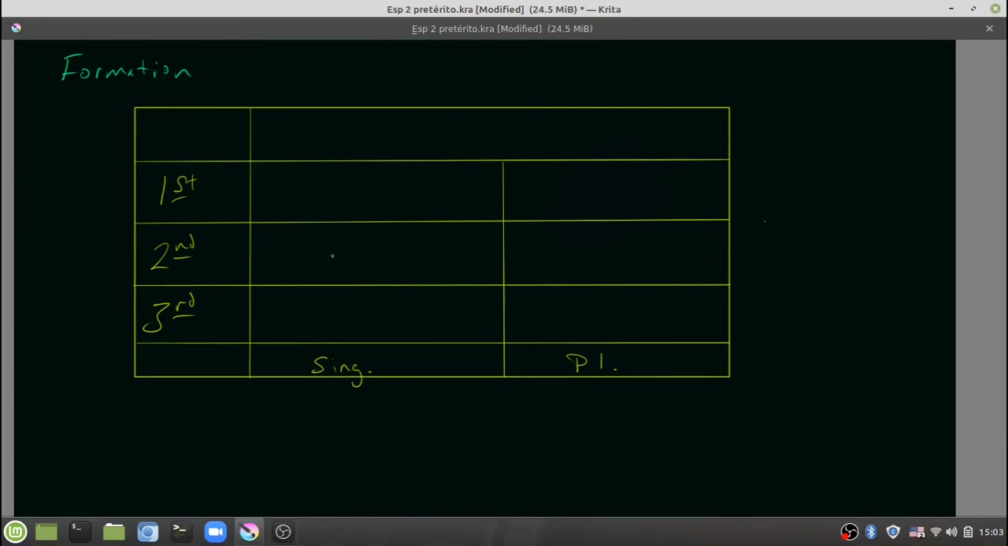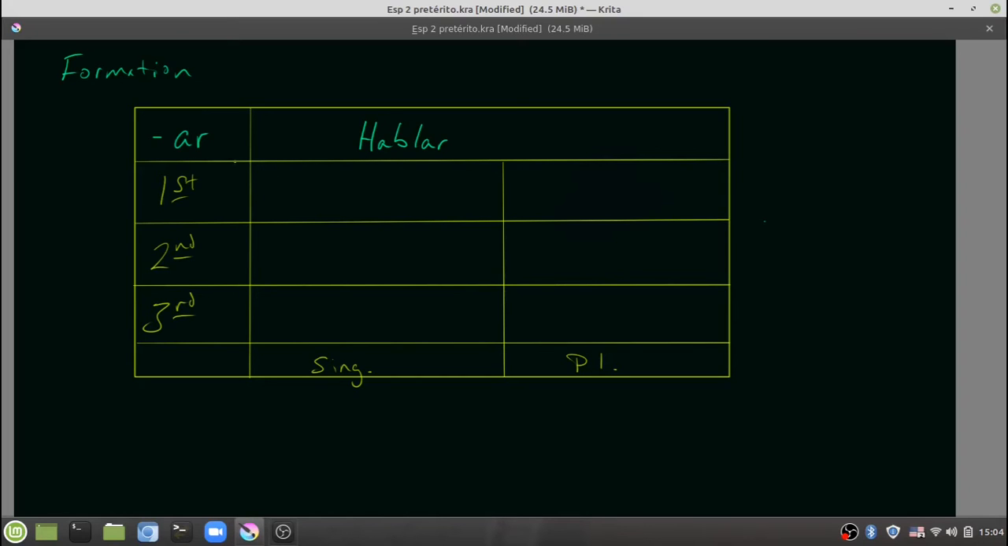Unfortunately, the formation of the preterite tense is not quite as easy as the imperfect tense. With the imperfect tense, we were able to put those into two nice families, the AR verb family and the ER/IR verb family. We won't be able to do that here with the preterite tense. But we definitely do have different AR verb endings and different ER/IR verb endings. So we're going to take this verb hablar and put that into its forms.